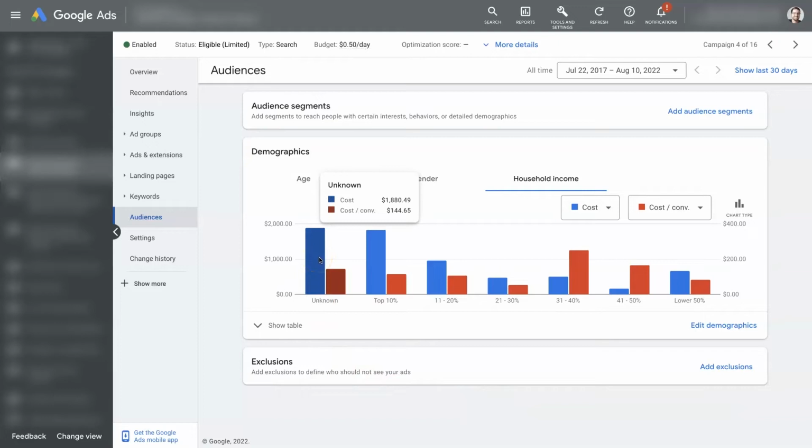So we're spending a lot of money on the unknown, and it's costing about $144 per conversion. The only other category that we're spending almost equally in is the top 10% of income earners. That's costing $113 per conversion. But as we come down here, the conversions start to go down, although 31 to 40 is really high.